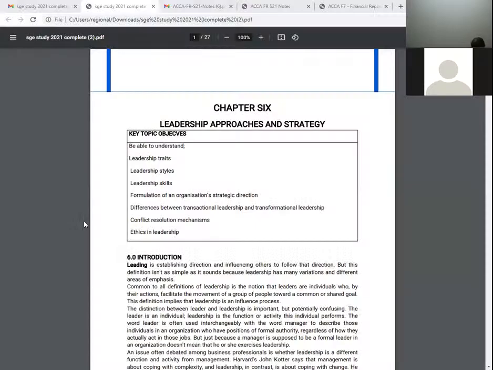Chapter number 6, a chapter that we really need to ensure that we finish today. So, leadership approaches and strategy. We need to understand leadership traits, leadership styles, and the leadership skills that you need. Of course, I've really repeated this severally.